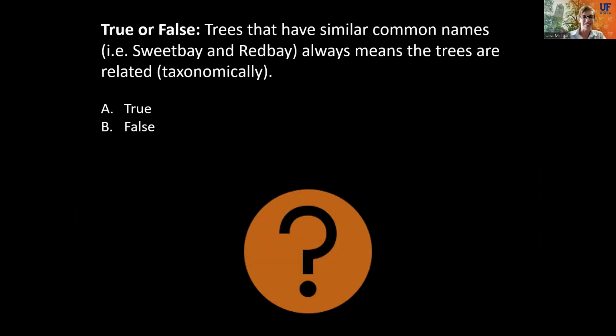Okay, this is a segue into my next species comparison. Another true false, I'll open my chat. So, true or false, trees that have similar common names, and I can't see because there's something cut off on my screen, but they are, means that they are related taxonomically. Is this true or false?